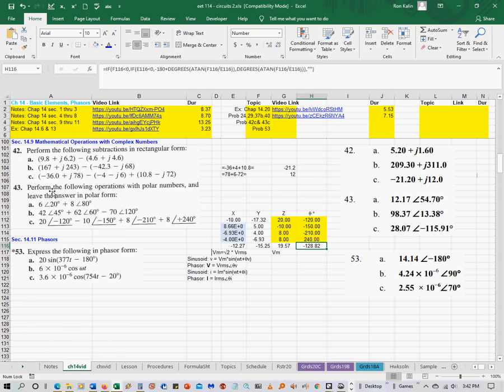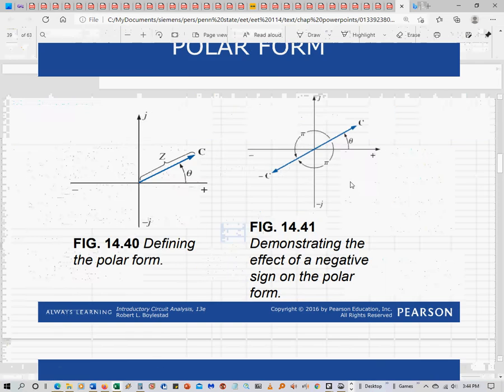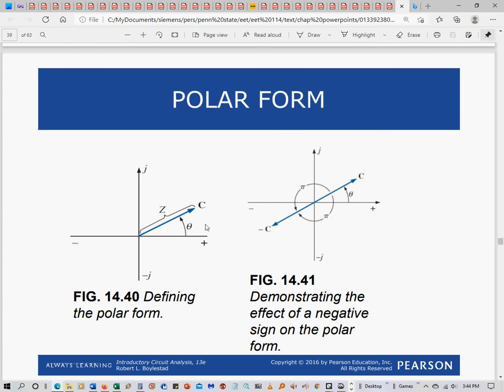Problem 43, it says perform the following operations with polar numbers and leave the answer in polar form. What I did, and again, you're strongly encouraged to use your calculator. I really want you guys to use your calculator that can do complex numbers here. So here's an example of the polar form. You have your z, your magnitude, your theta, your phase angle, and you've got to watch when you start getting negative numbers and negative phase angles.